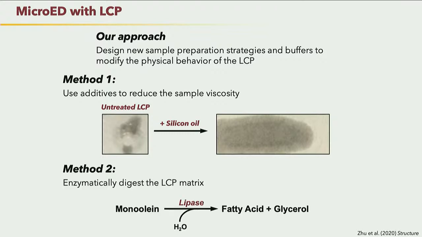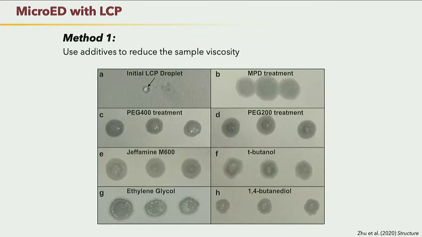The second approach is to enzymatically digest the LCP matrix. So add a lipase. It goes in there and chews up the monoolein, which is the constituent of LCP, and you get a fatty acid and a glycerol layer. And the crystals go to the glycerol layer, which is much less viscous, and you can blot that away. So we screened a bunch of different additives for what you can mix with LCP to get it to be able to blot.